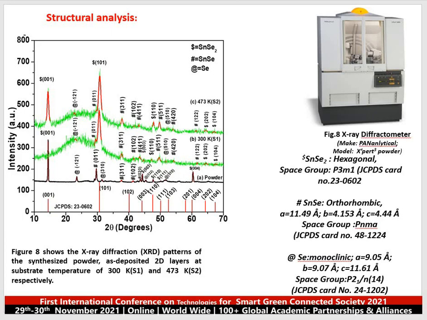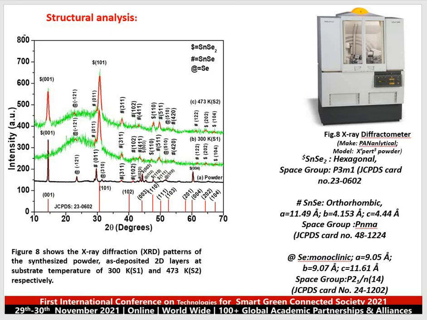Thus, the synthesized powder possesses mixed phases of SnSe2, SnSe, and selenium, thus constituting formation of SnSe alloy powder. The 2D films deposited at 473 Kelvin show two prominent peaks of SnSe2 at two theta values of 14.58 degree and 30.60 degree corresponding to 001 and 101 diffraction planes.